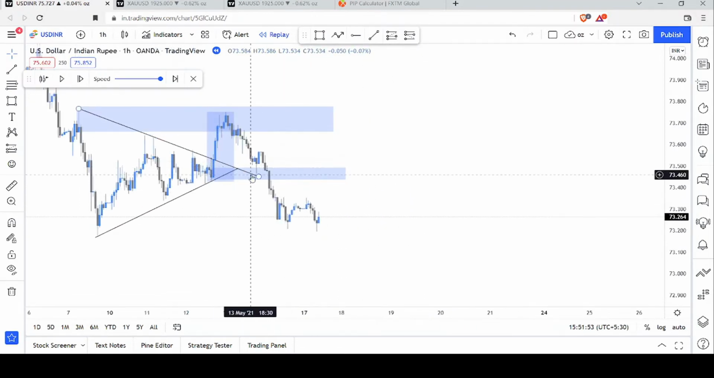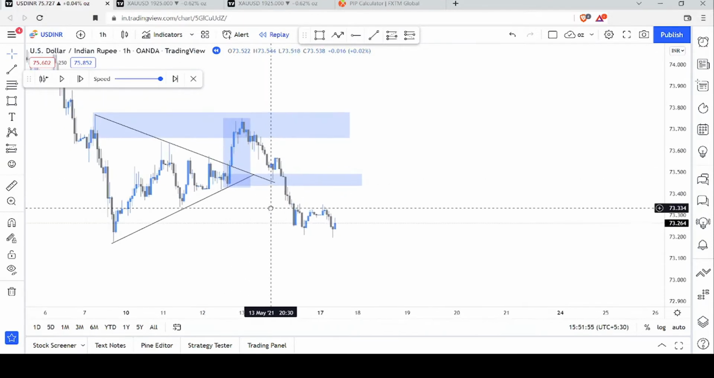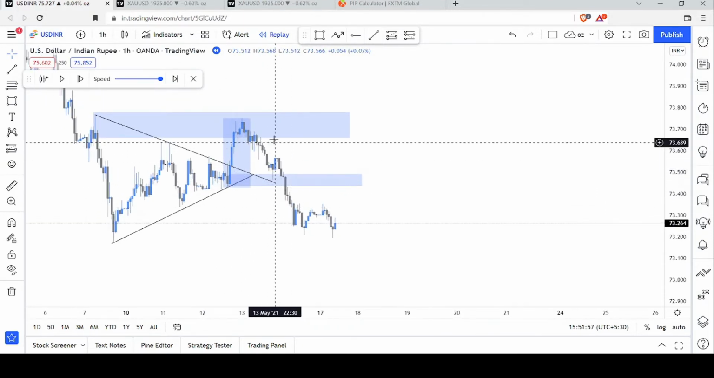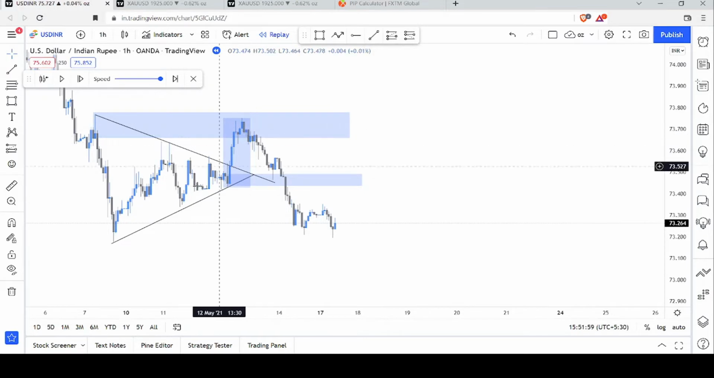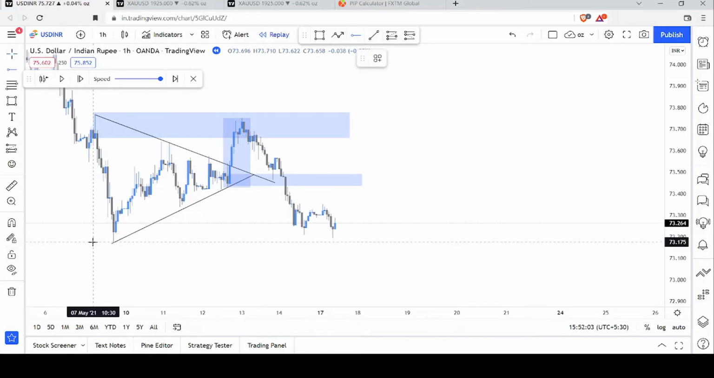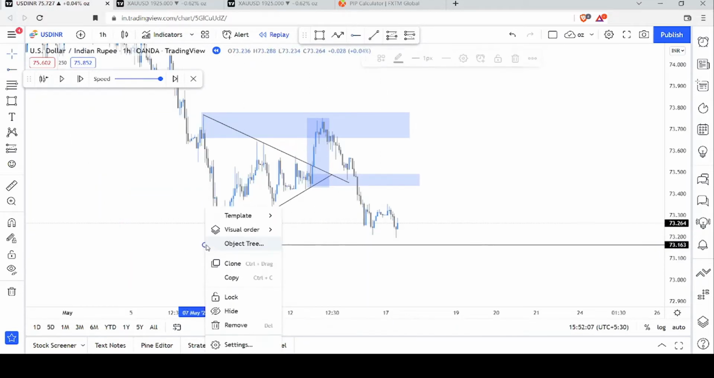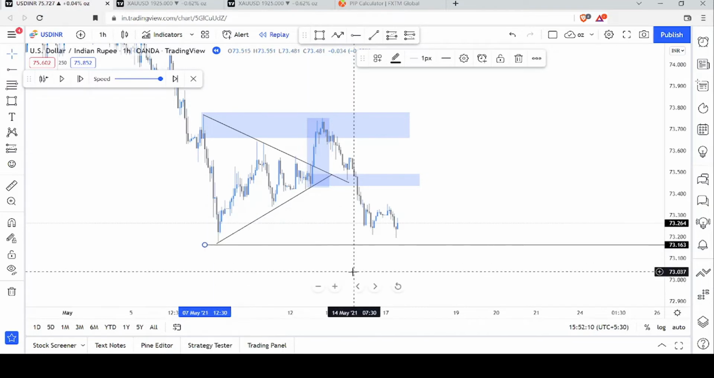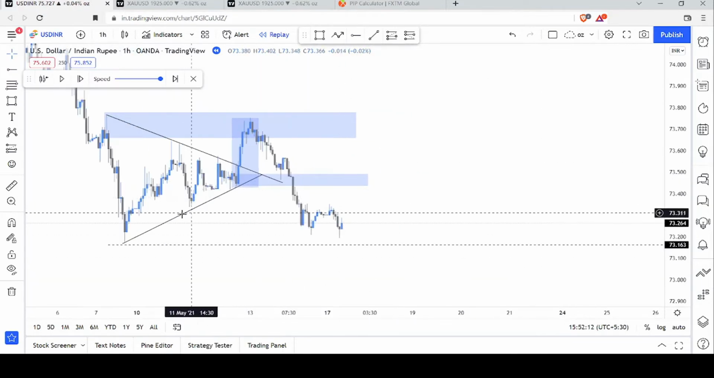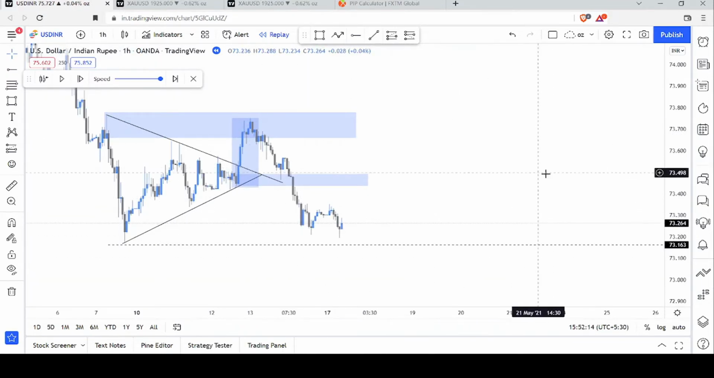Would I have been a buyer here? Of course, I would have bought this. However, I would have managed it in such a way, knowing that the bias is that it's going to come for this liquidity right here. It's going to target this liquidity. That was the bias I would have. Liquidity, right? So let's see how it goes out.